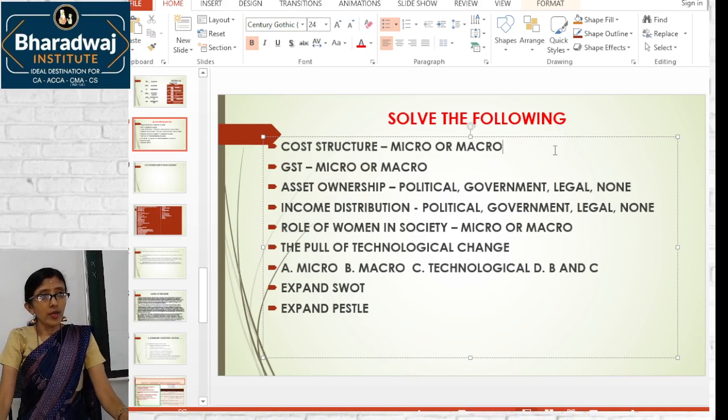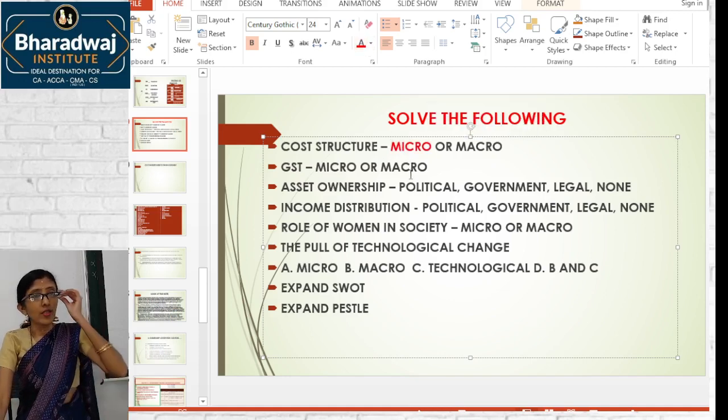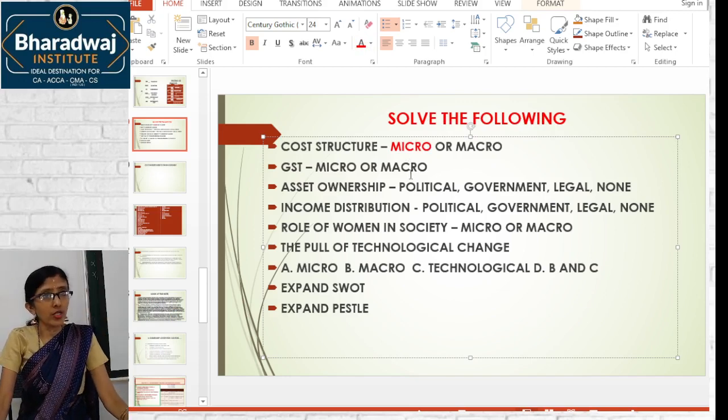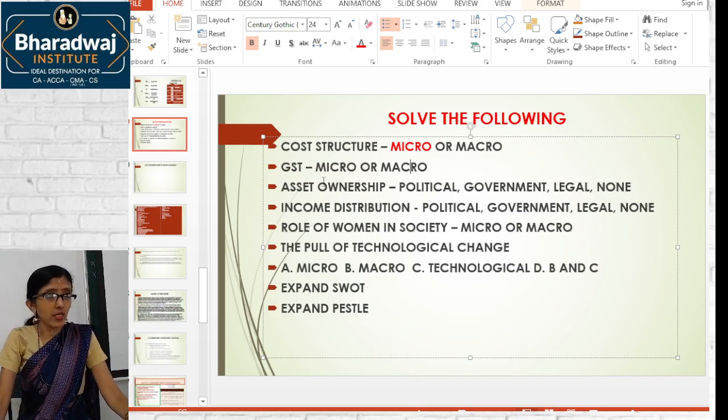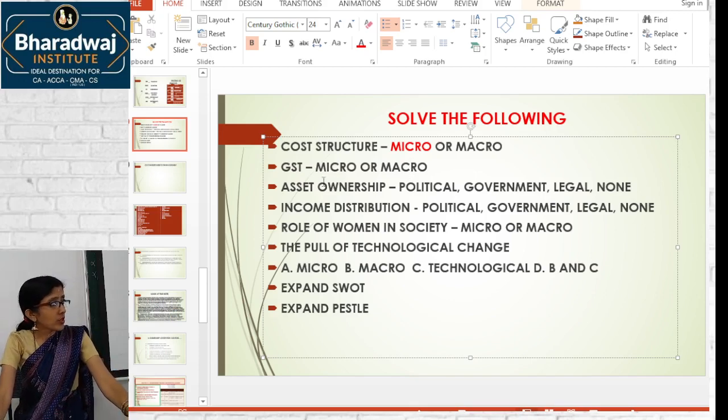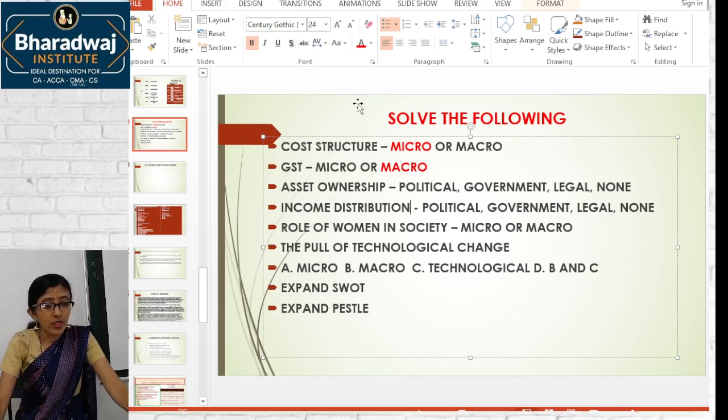Cost structure, micro or macro? Somebody said macro. It comes under market, isn't it? Cost structure, market maturity, price structure, all will come there. GST. Sure, macro? Okay, under macro, where will it come? You want to identify the next innermost. Legal. Laws. Okay, GST laws.